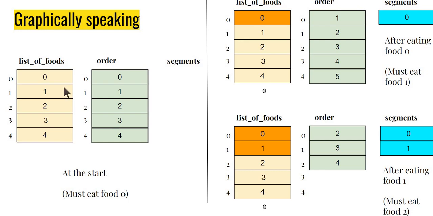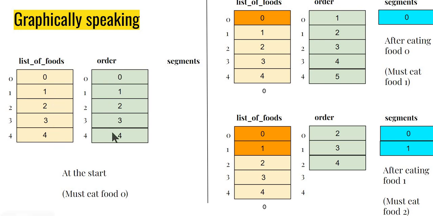Remember, like I said, we already have a list of foods available to us. So let's say 0, 1, 2, 3, 4. These are all the turtles. We also create a list called order. Now, like I said in the beginning, right now for this video, I'm just saying order is 0, 1, 2, 3, 4 in the same order. Which means that I must eat food 0 first, food 1 second, food 2 next, and so on and so forth.